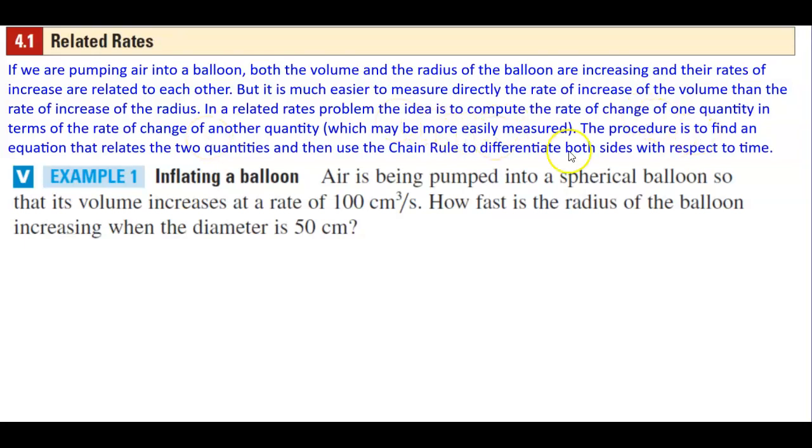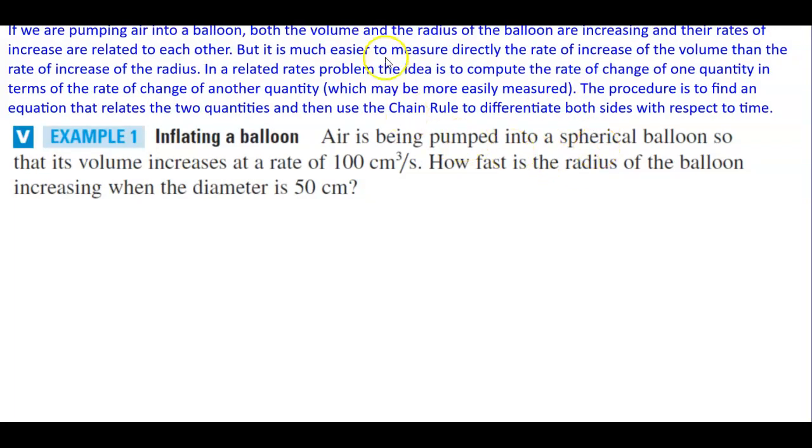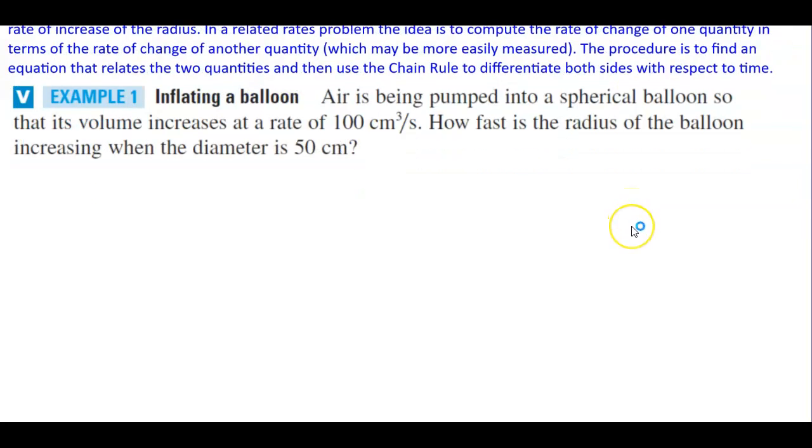The procedure is to find an equation that relates the two quantities and then use the chain rule to differentiate both sides with respect to time. So for example 1, inflating a balloon. Air is being pumped into a spherical balloon so that its volume increases at a rate of 100 cubic centimeters per second. How fast is the radius of the balloon increasing when the diameter is 50 centimeters?